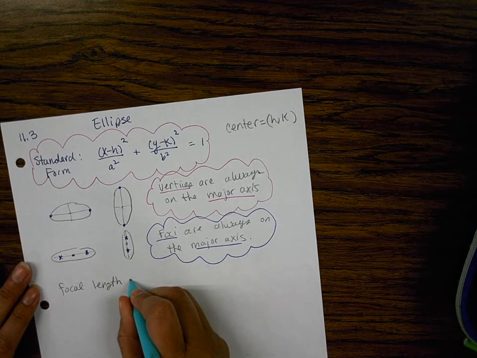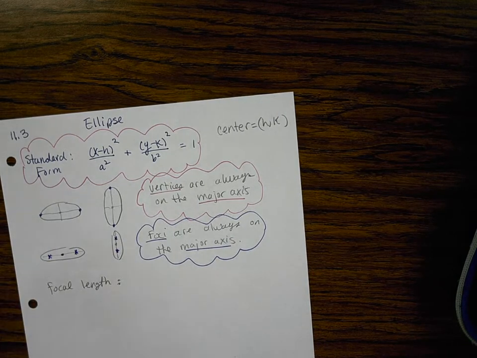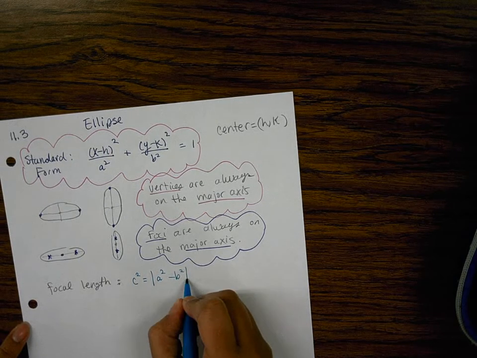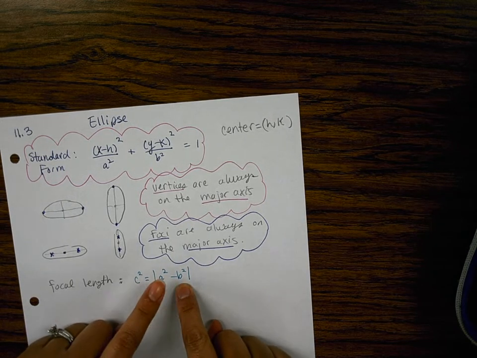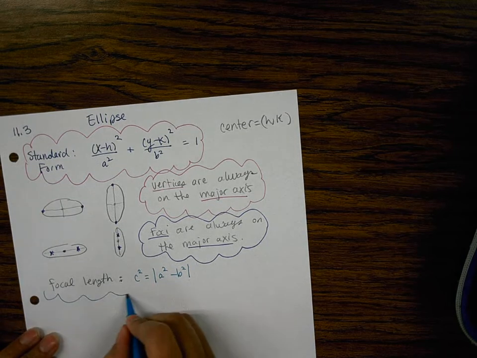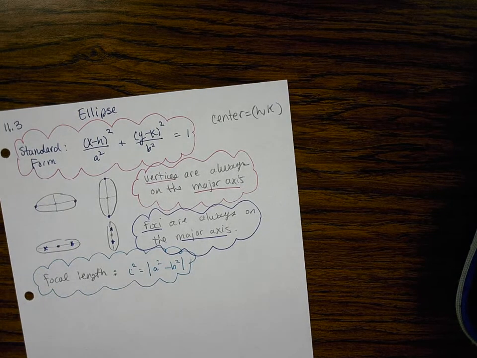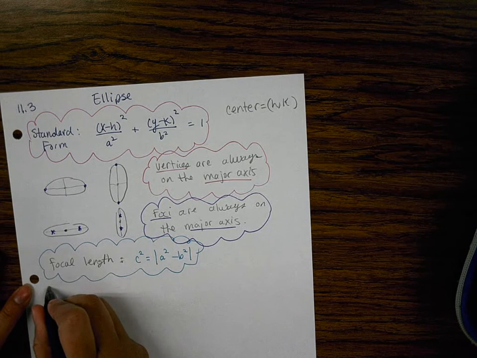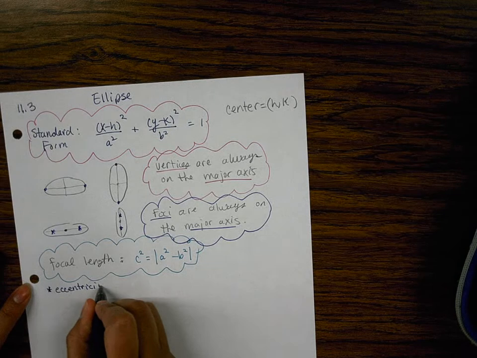Focal length. Your formula for your focal length is c squared equals the absolute value of a squared minus b squared. We put absolute value because there is a chance that the b squared value might be larger than the a squared value, and when you subtract, you don't want it to be negative. So we take the absolute value because we will be square rooting both sides to find c.